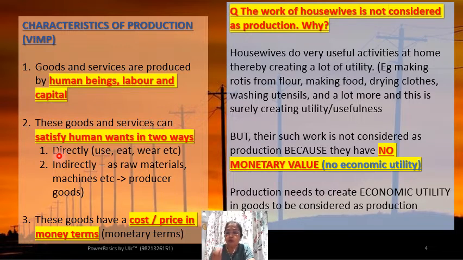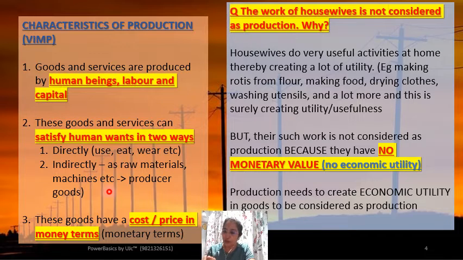Directly means you use them, you eat them, you wear them directly. Indirectly, as raw materials, machines produce the goods. What does this mean? This is taught in 9th standard. A machine is able, you say, how does a machine satisfy my goods and services? It's lying in some factory. That machine produced the mobile phone that you are inseparable from. So indirectly, it produced a good which you are using.